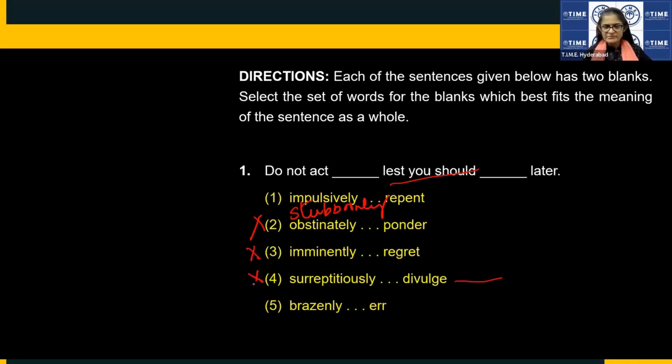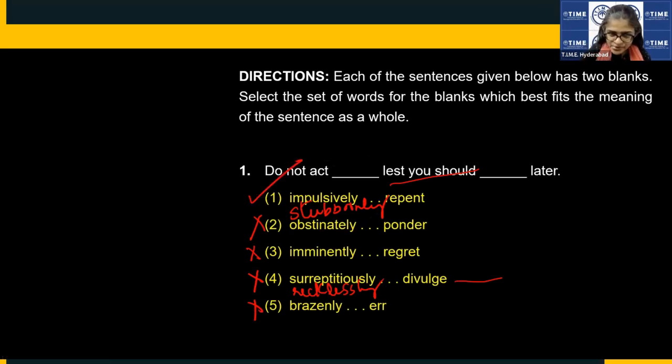That doesn't make sense. That's why I said you need common sense also. The sentence does not make sense. Do not act brazenly. Brazenly means recklessly, in a rash manner, lest you should err later. Don't act recklessly so that you make a mistake later. If you act recklessly, you will make a mistake immediately, not later. This also does not agree with common sense. Hence, one is the right answer.